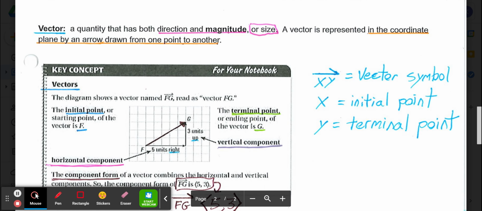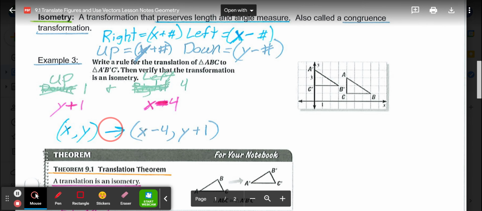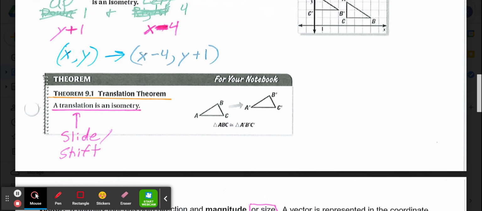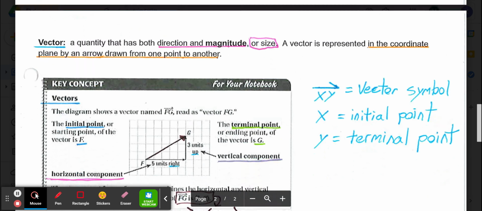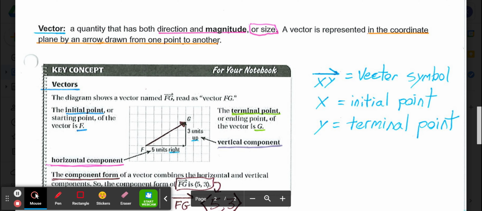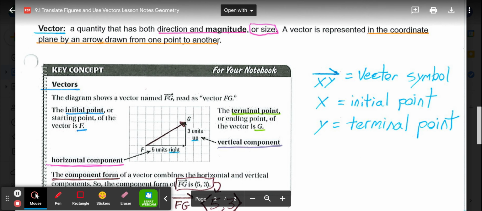So we looked at the notation, how we can write the rules for a translation, but there's another piece that we can use for this. We can use what's known as a vector. So a vector is a quantity that has both direction and magnitude. And magnitude we think of in math as size. So a vector is represented in a coordinate plane by an arrow drawn from one point to another. So you can think of it similar to a ray, but it doesn't go on forever. But it looks like one because it's an arrow.